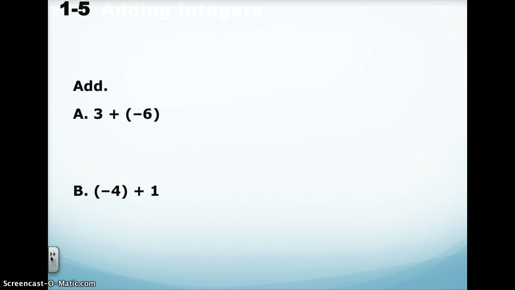Just to run through a few more examples, 3 plus negative 6. We notice that there's 1 of each symbol, and the 6 is larger, so we'll take that sign for our answer. So our answer will be negative, and the difference between 3 and 6 is 3, so we have an answer of negative 3.